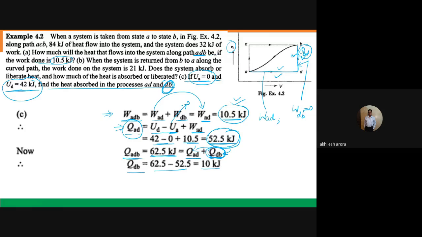This numerical problem is taken from the book. It is example 4.2 from the chapter. So you can read it from there and try to understand it if you have not been able to understand it right now. Okay.